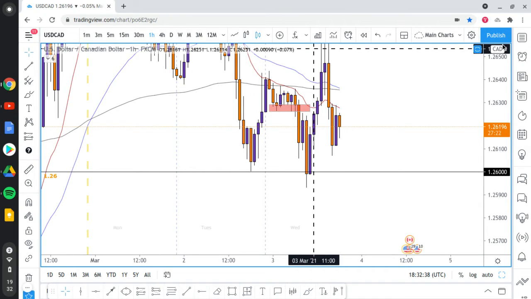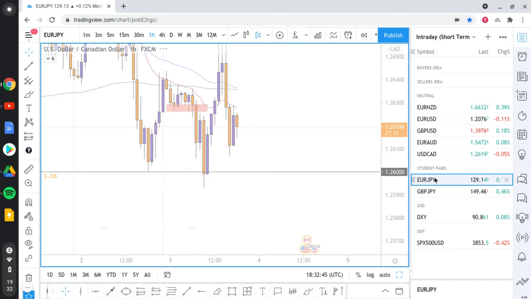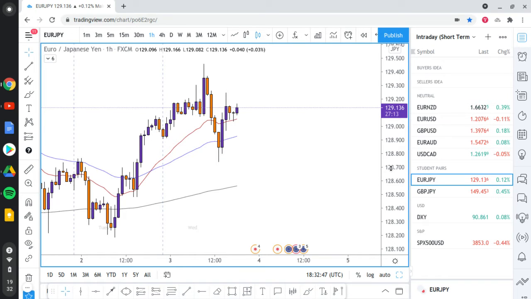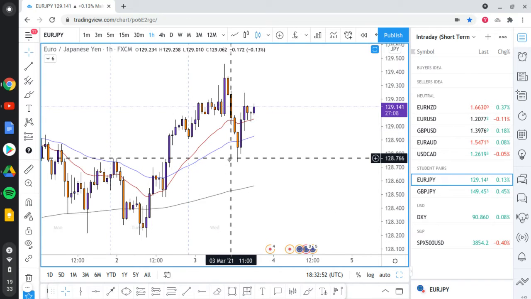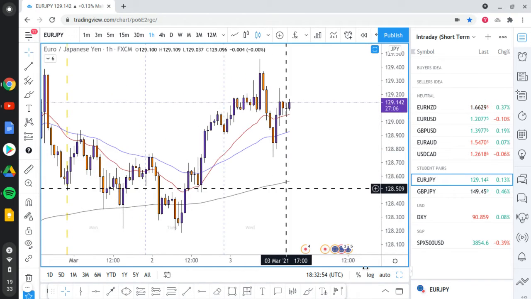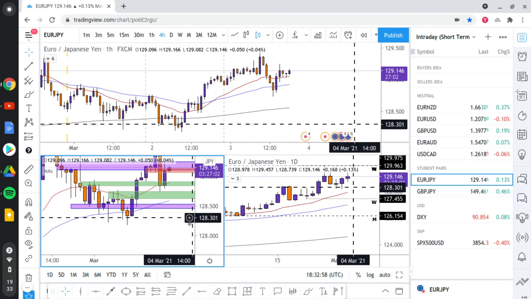So let's now go to Euro Yen. It's not really a pair that I trade too often. One of the guys that I work with brought it to my attention, and I quite liked what I was seeing in terms of the potential for longs.